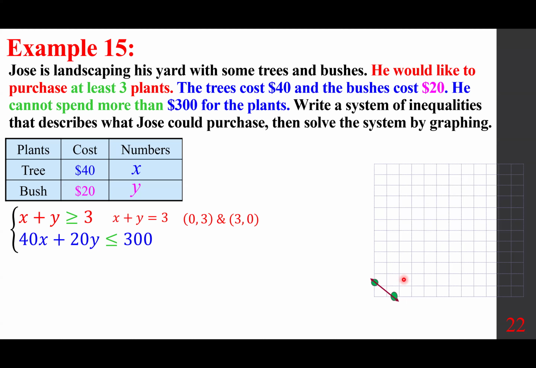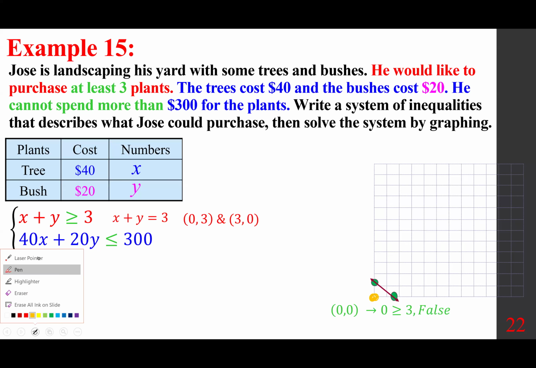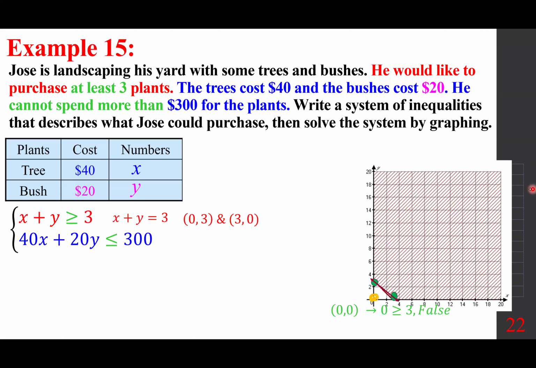Now, we pick 0, 0 as a test point. That's good enough. Put it into the original inequality. It either works or it doesn't. When you put in 0 plus 0 larger than or equal to 3, that's a false statement. So 0, 0 doesn't work. So that means the opposite side is the solution. So that's for this case.